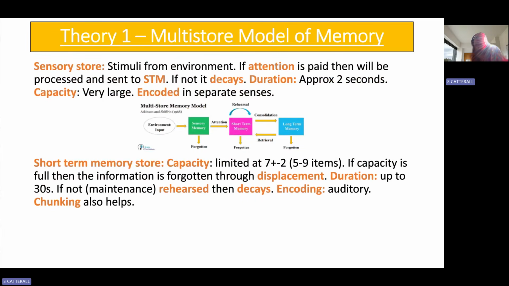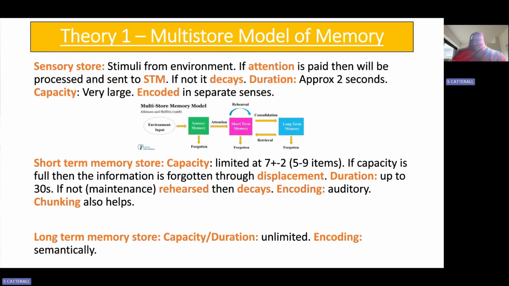So for example, if you have a string of letters, say you have KFC, OCR, AQA, you can do that in 3 chunks, but that's still 9 items. So you can basically do 5 to 9 chunks rather than 5 to 9 items. So you can have a much bigger capacity if you use chunking.